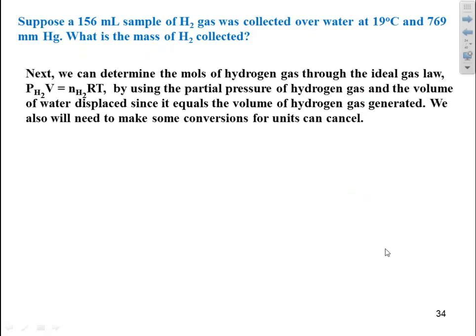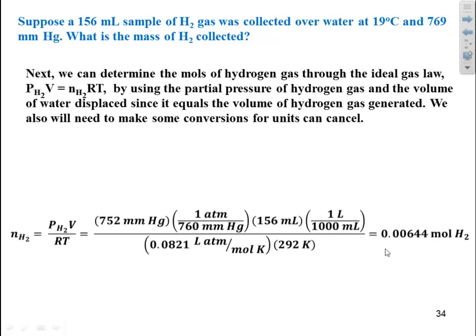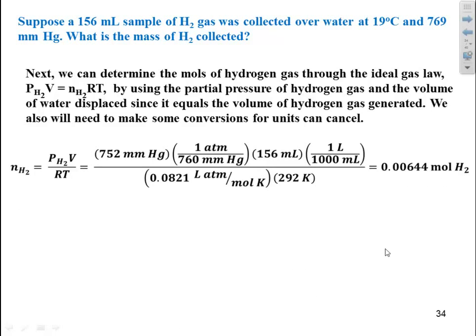Next, we can determine the moles of gas through the ideal gas law. Partial pressure of hydrogen gas times volume is equal to the number of moles of hydrogen gas times RT, by using the partial pressure of the hydrogen gas we just calculated, and the volume of the water displaced. That's how we determine how much gas was there, by the amount of water that was collected, since it equals the volume of the hydrogen gas generated. We also need to make some conversions of the units to get things to cancel out. So, your number of moles of hydrogen gas equals your partial pressure of hydrogen gas times volume divided by RT.